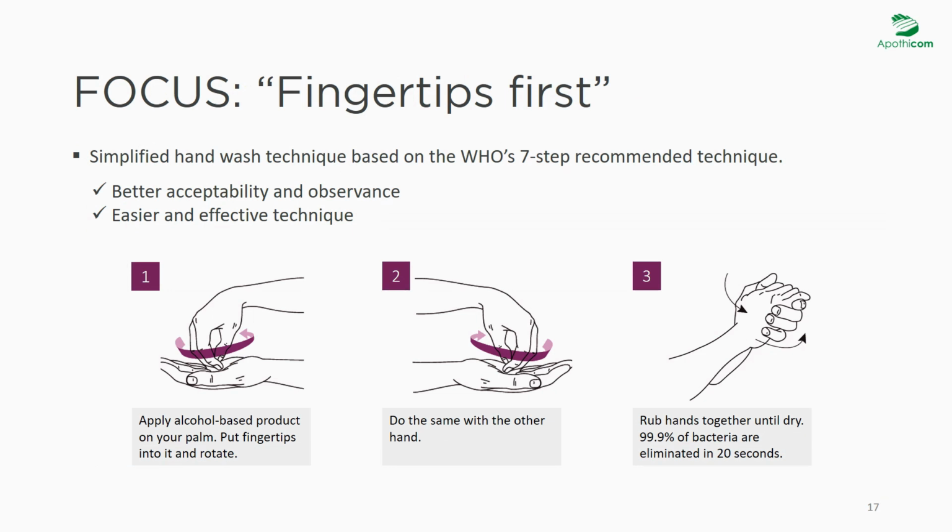Before concluding this presentation, I will briefly mention the fingertips first hand wash technique, as it can easily be implemented for persons who inject drugs, and this technique has demonstrated to be effective and acceptable. So this technique is a simplified alternative to the World Health Organization's 7-step technique, and it focuses on the most contaminated areas on hands, namely fingertips and nails.